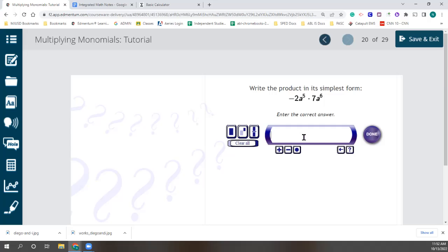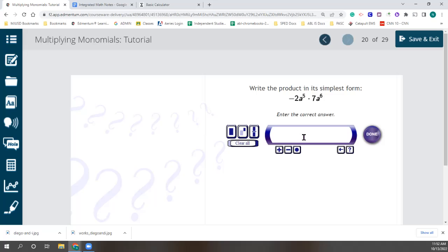All right, let's go. Negative 2a to the 5th power multiplied by 7a to the 6th power. So we do the coefficients first. Break it down. So negative 2 multiplied by 7 multiplied by a to the 5th multiplied by a to the 6th. So we've broken it down.